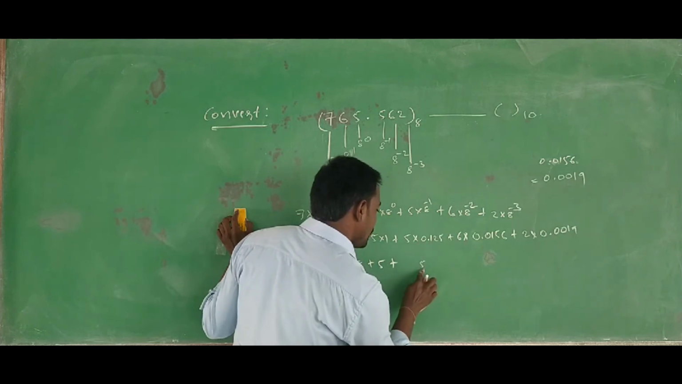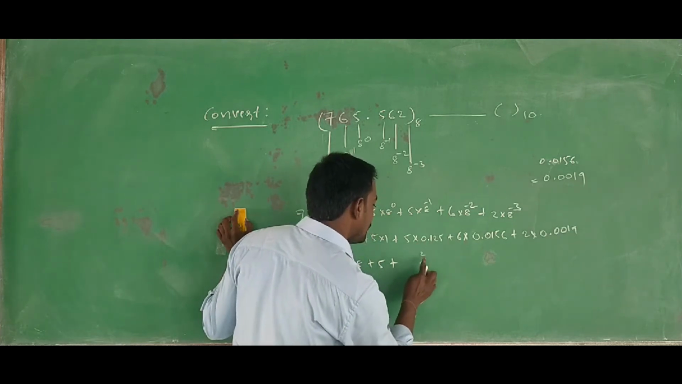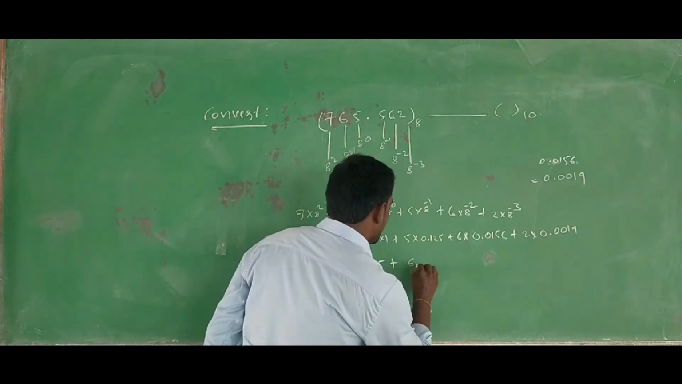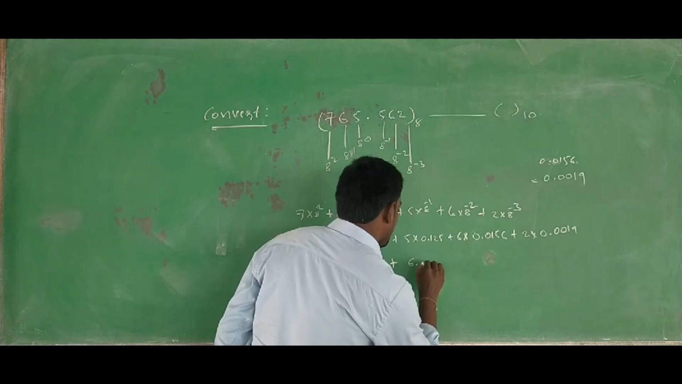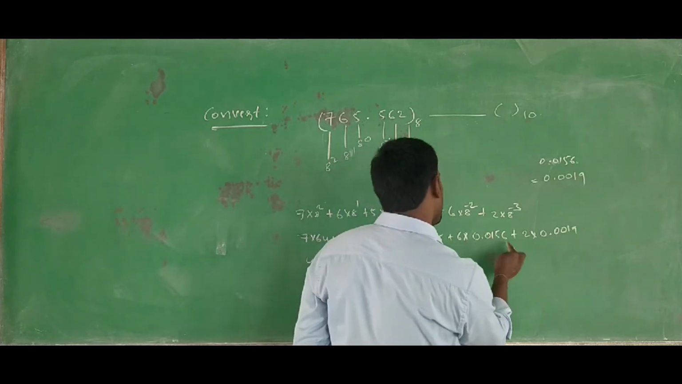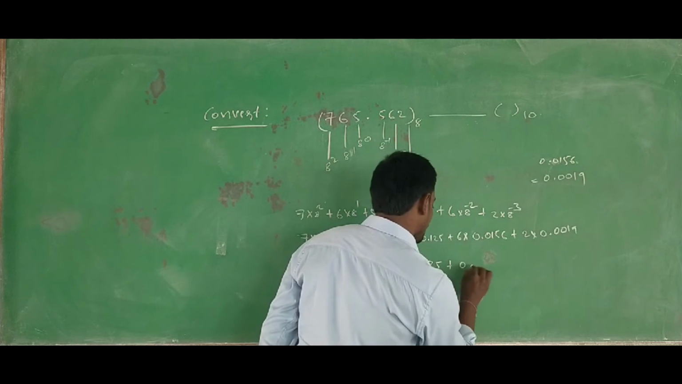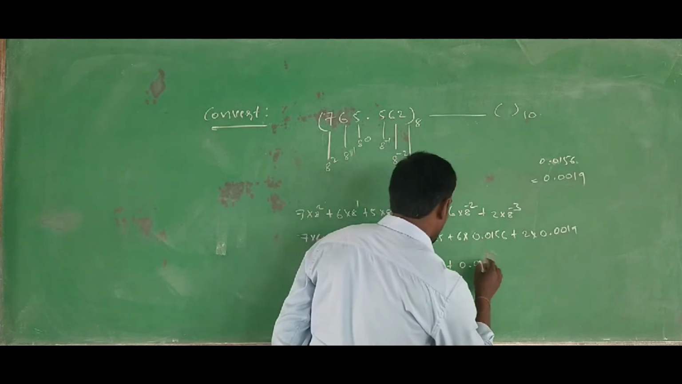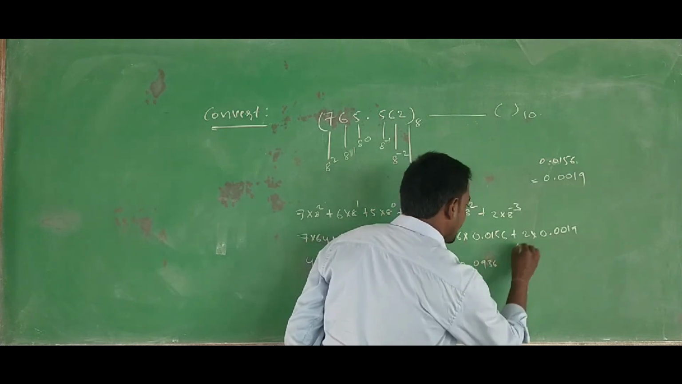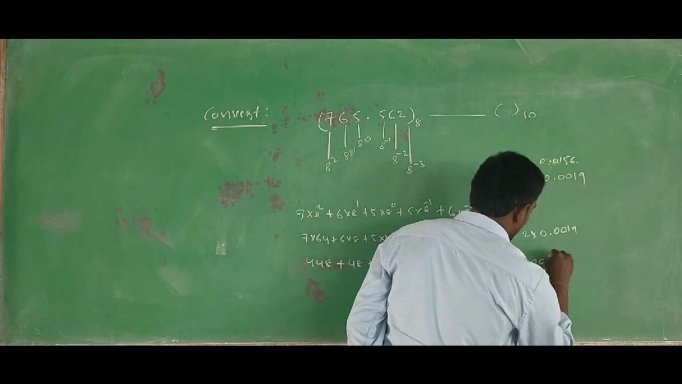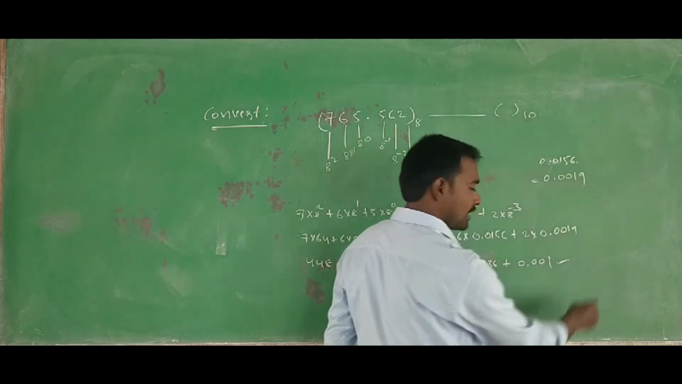5 5s are 25, and here we are getting 0.625, plus 6 into 0.0156, which is approximately 0.0936, plus approximately 0.0001, which we are taking here.